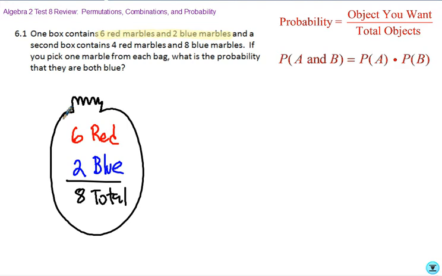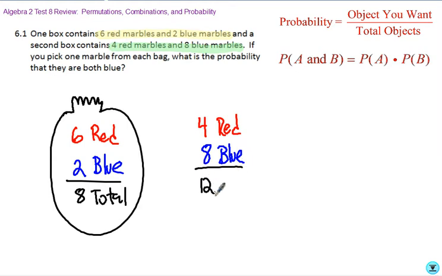So that's what's in one bag, and then what's in the other bag? If I look in the other bag, we're saying that there are 4 red and then 8 blue. So 2 separate bags, not the same bag, 2 separate bags. 4 red and 8 blue, for a total of 12.